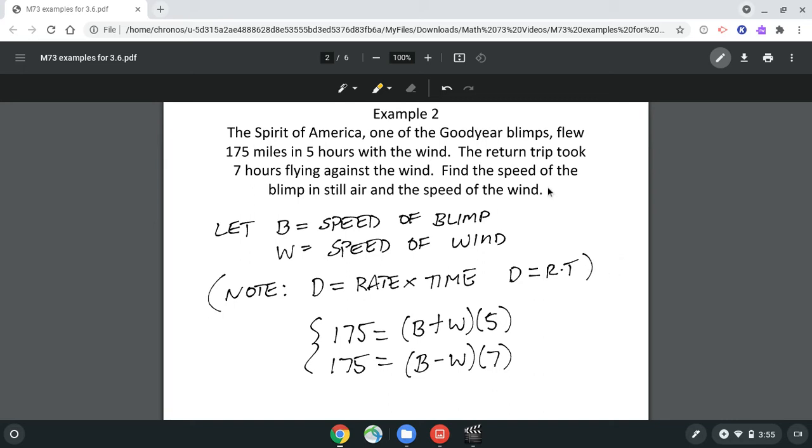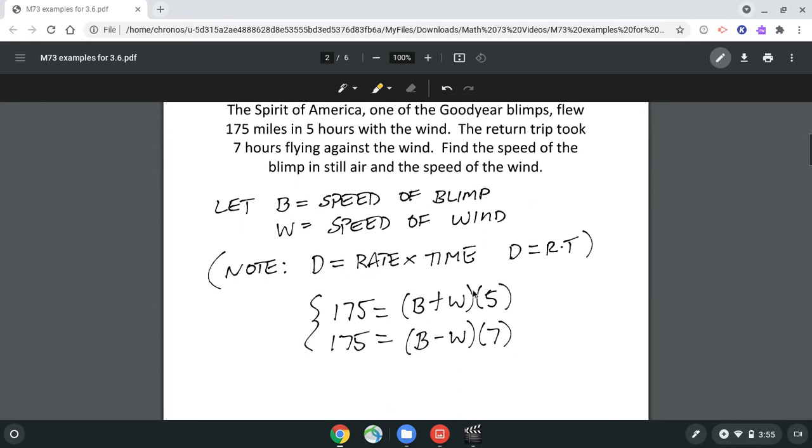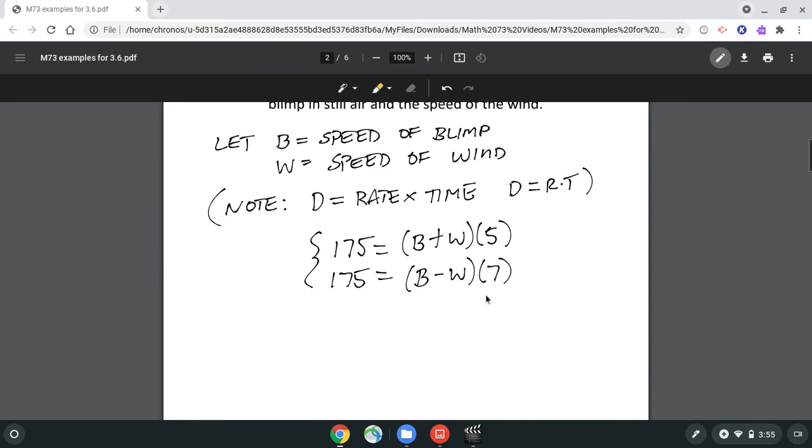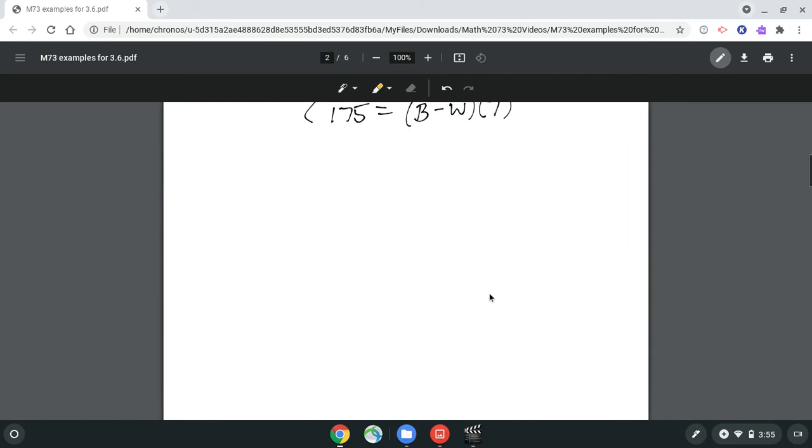So again, they take some getting used to, but so long as you keep in the back of your mind that you're trying to set up a system and try to identify what your two variables are, you should be able to come up with the equations.